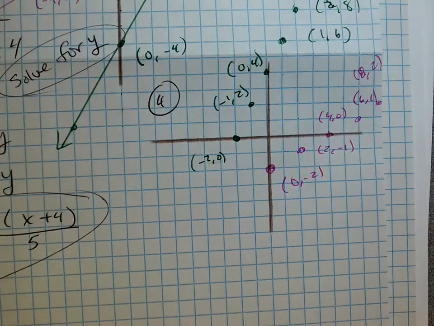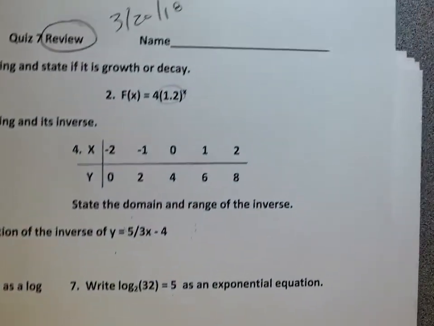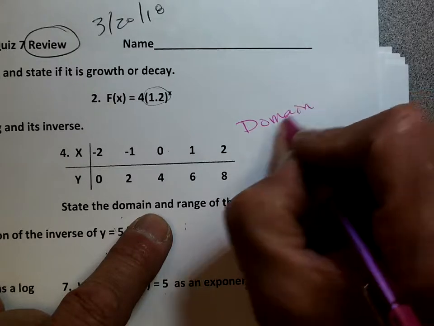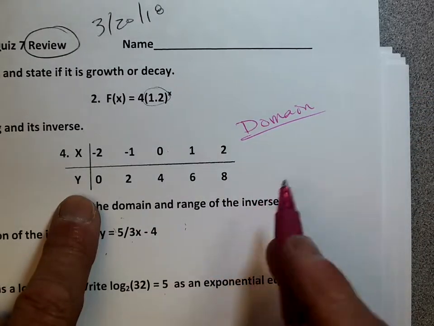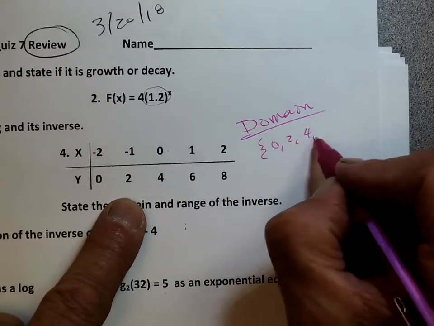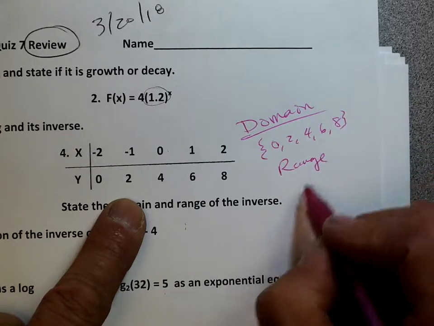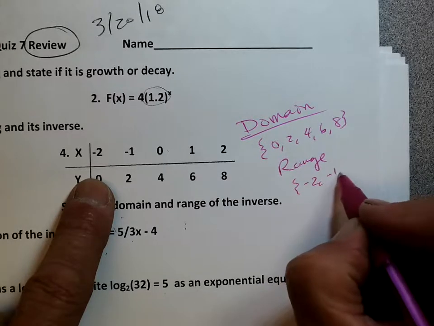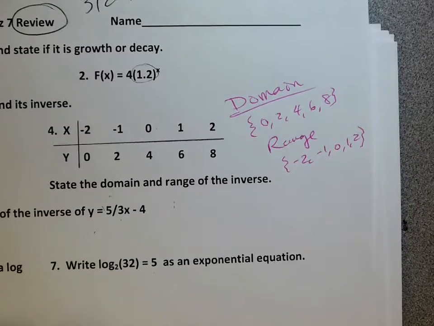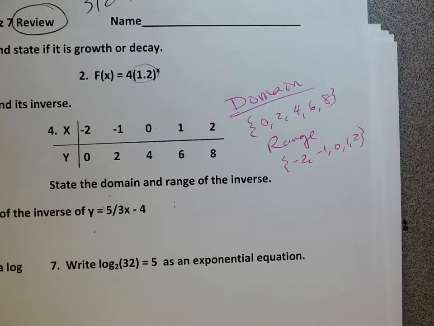Okay? Now, it says domain and range. Well, the domain and range of the inverse, so the domain of the inverse are the y values. So the domain is just this set 0, 2, 4, 6, 8. And the range, because you're switching the x and y's, is just going to be -2, -1, 0, 1, 2. Okay? The x's become the y's, and the y's become the x's. It's that simple.